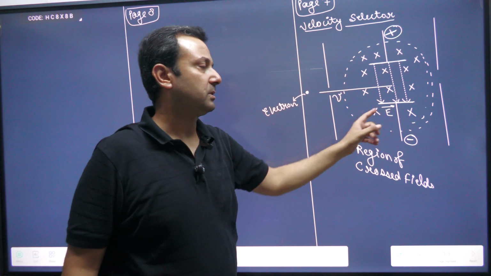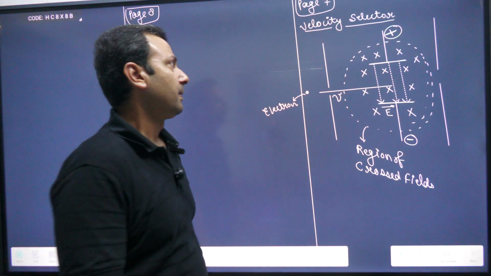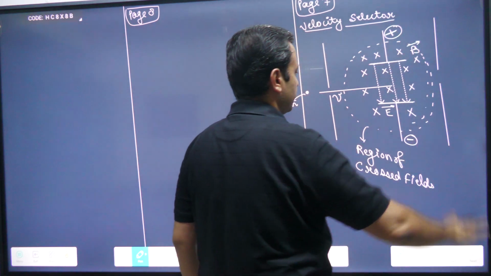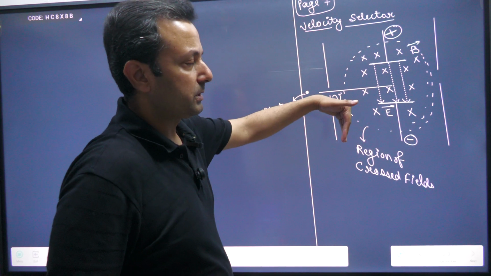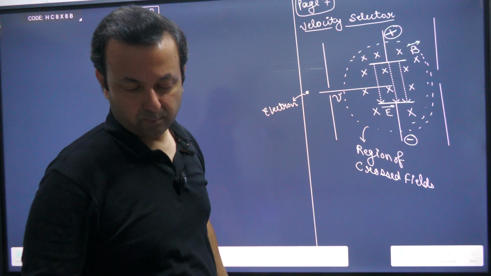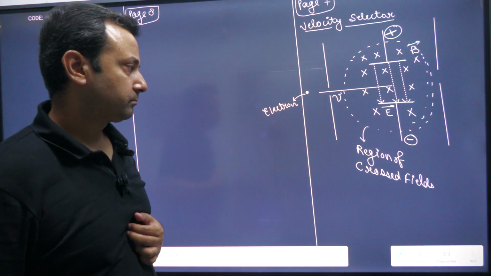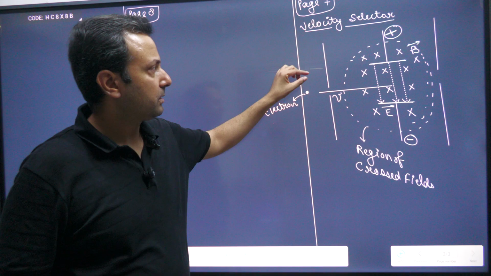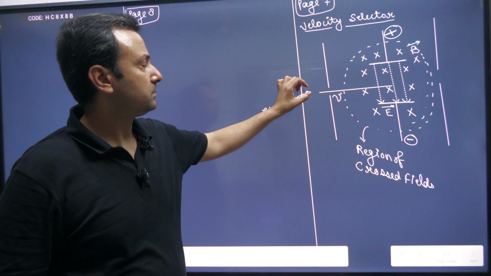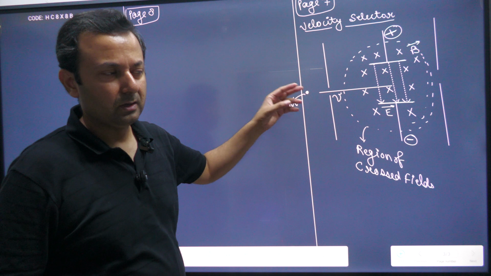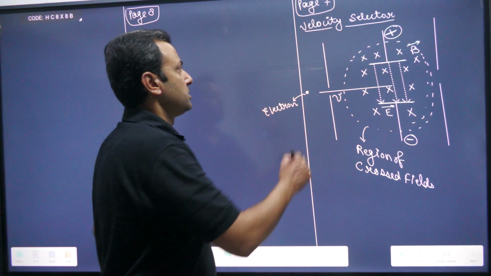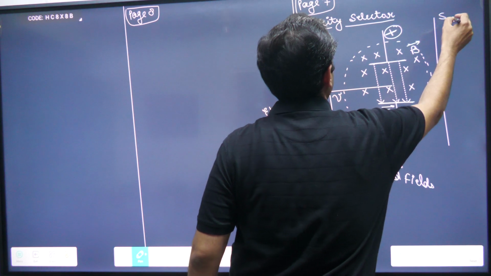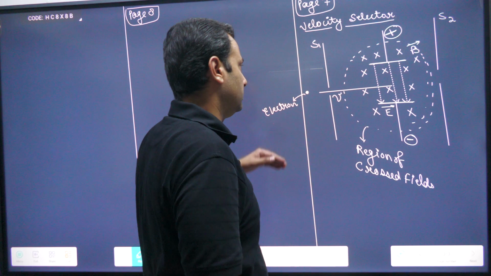And what do these crosses which I have drawn indicate? This indicates the magnetic field, B vector. So B vector is into the page. So the electric field is in the downward direction, and the magnetic field is into the page. Now, this electron is coming from here, and we have made a very little opening here, and this little opening is called a slit. So this is S1, S1 means slit 1, and this is S2, S2 means slit 2.